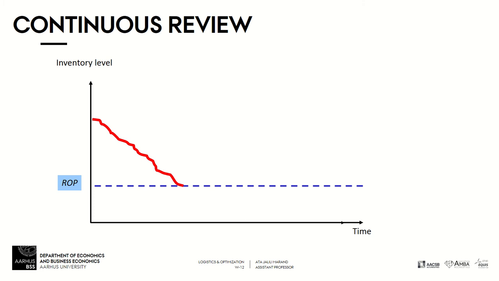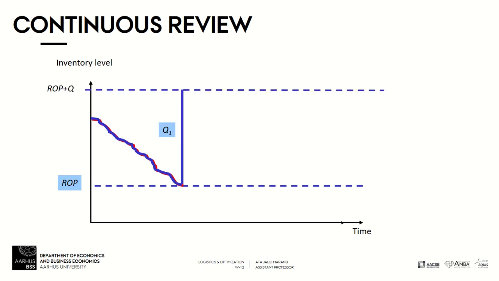To do so, we will make an order of size Q1, for example. And if we make an order of size Q1, then the total inventory that we have, either on hand or on the way to our warehouse, will equal ROP plus Q, which is the, let's say, blue curve. It is what we call inventory position. So we have inventory level, which shows the inventory on hand, and then we have inventory position, which is inventory on hand plus the orders that are on the way to our warehouse.